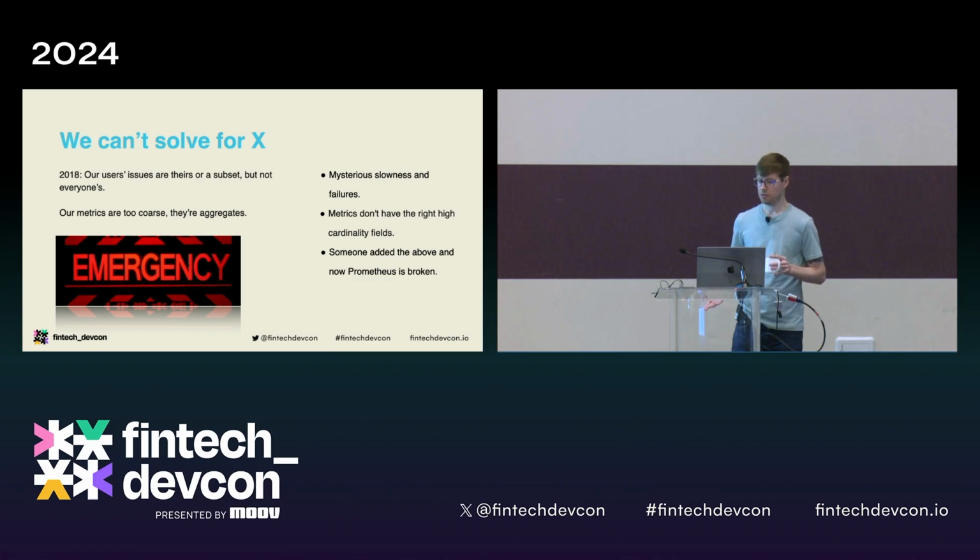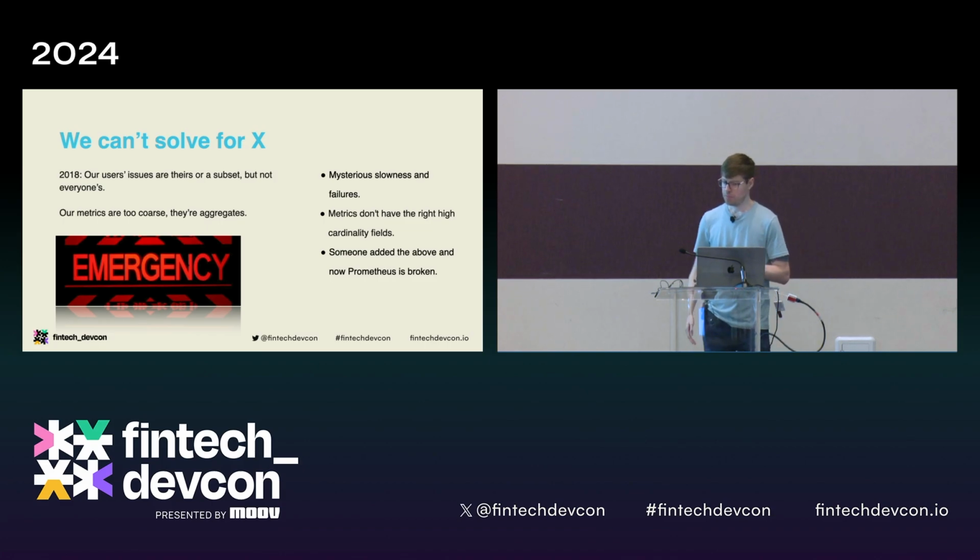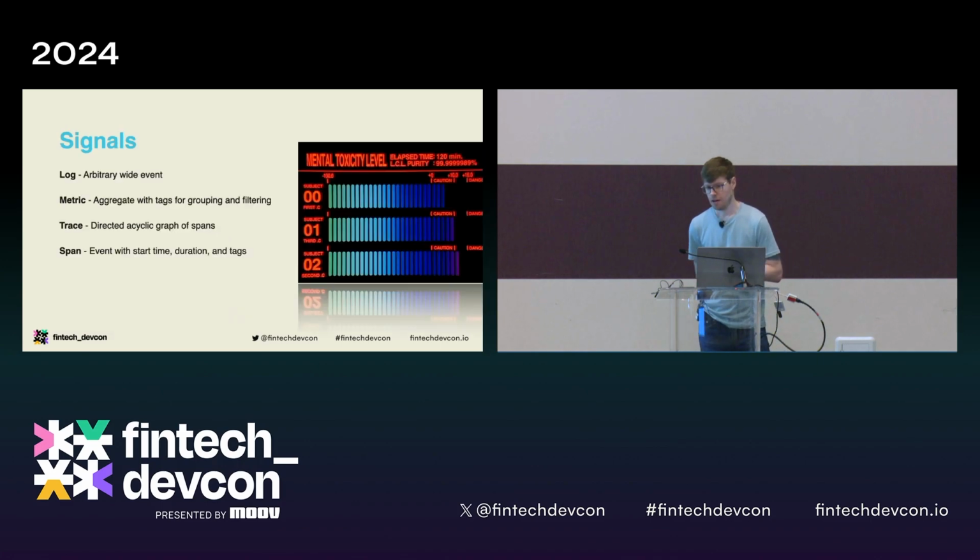So metrics are too coarse. They're aggregates. You're not going to be able to dive down from just looking at, hey, this group, we can't dive down into which exact people. So with mysterious slowness and failures, our metrics don't have the right high cardinality fields. You've all been here. Maybe you add your user IDs to it. You now broke something. Someone tried doing something good, and Prometheus doesn't take that. So what's really the answer? And first, we probably need to talk about signals. So OpenTelemetry calls these signals. You might see them as pillars if you want to look at it that way, but we have logs.